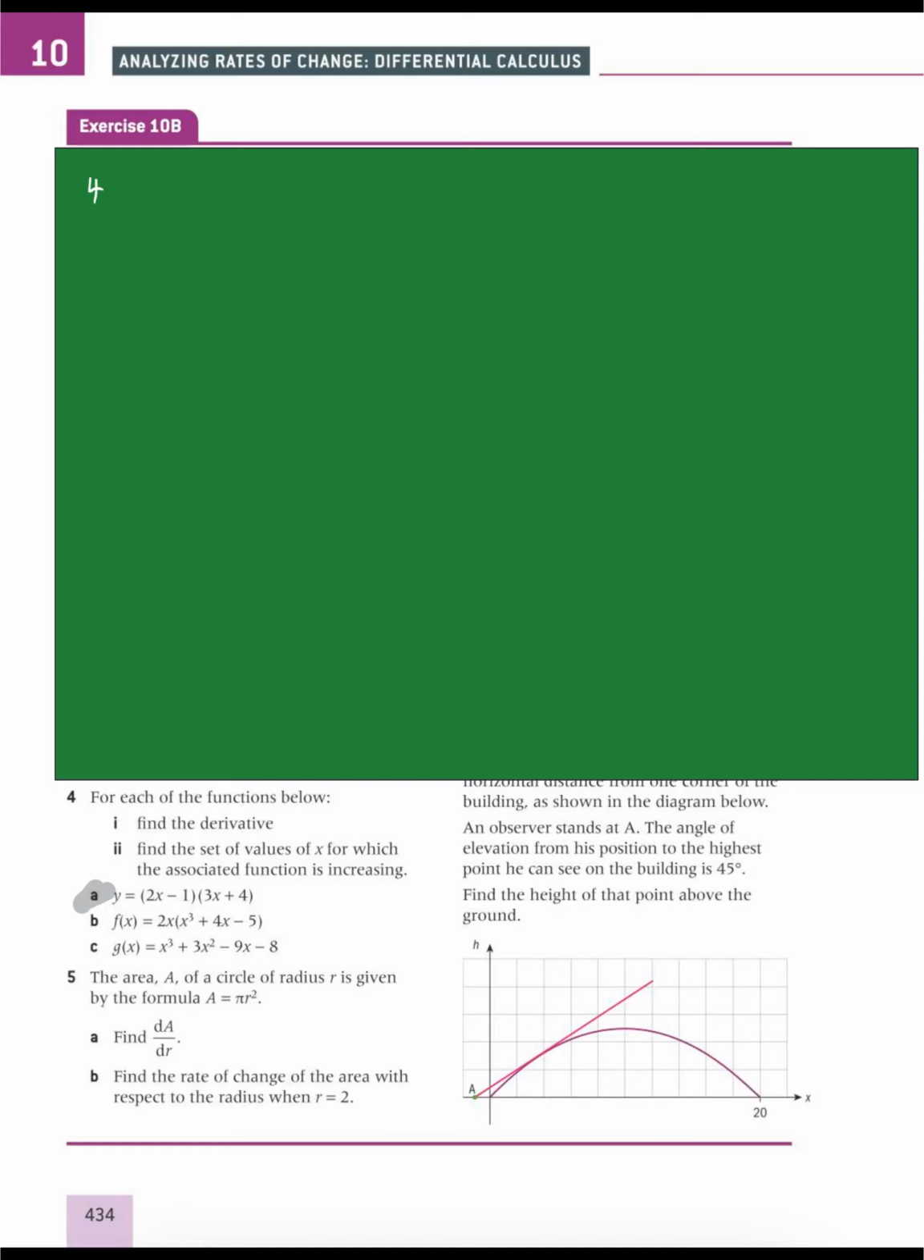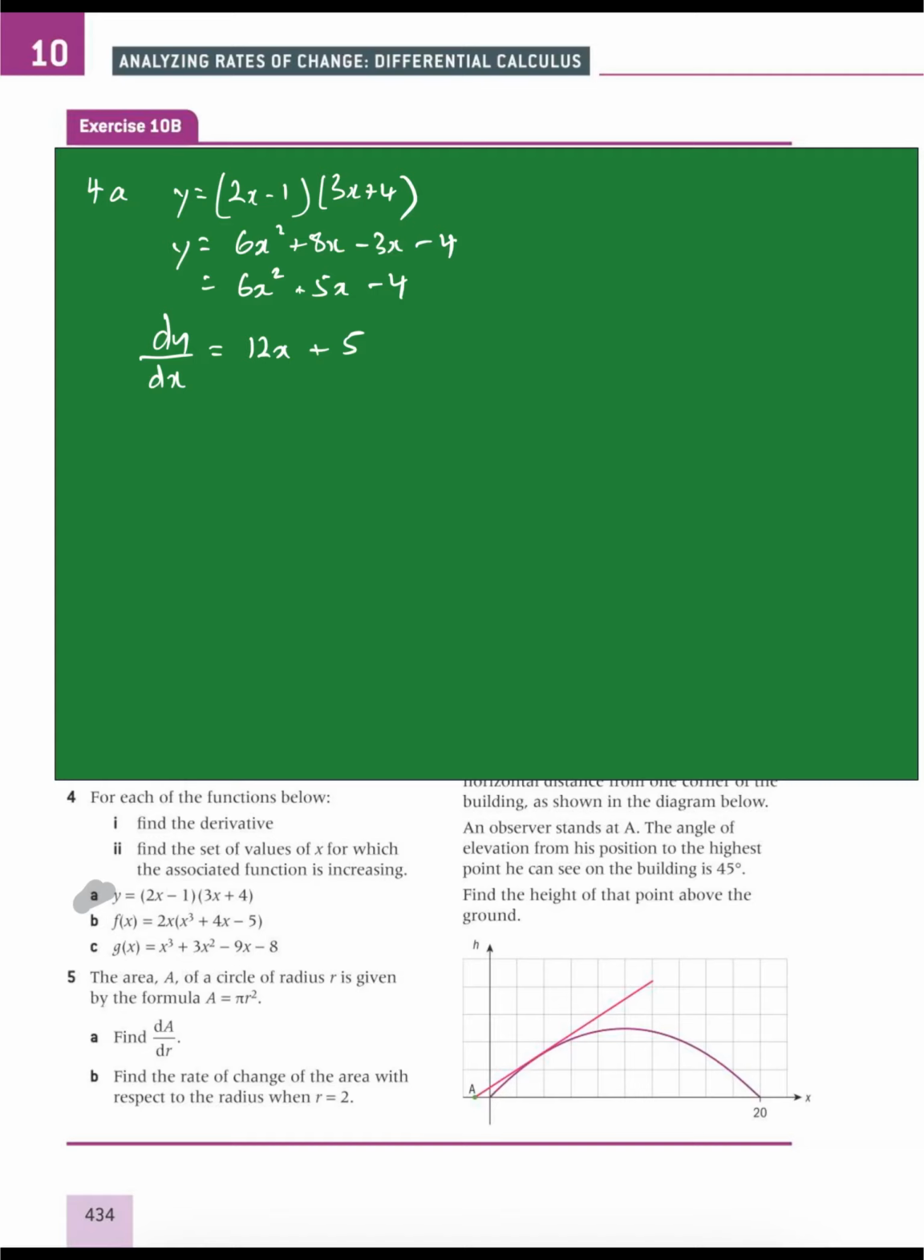4a, y equals (2x minus 1)(3x plus 4). Let's expand that. We've got y equals 6x squared plus 8x minus 3x minus 4. Collecting like terms, 6x squared plus 5x minus 4. dy/dx equals 12x plus 5.